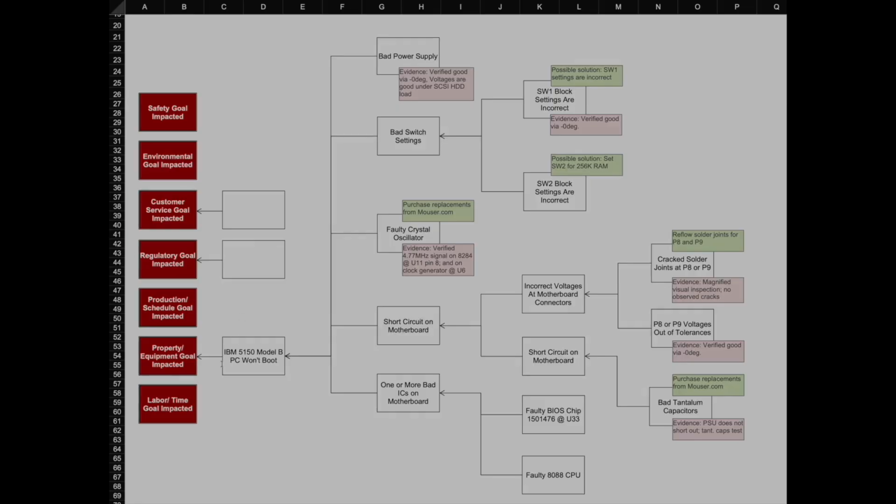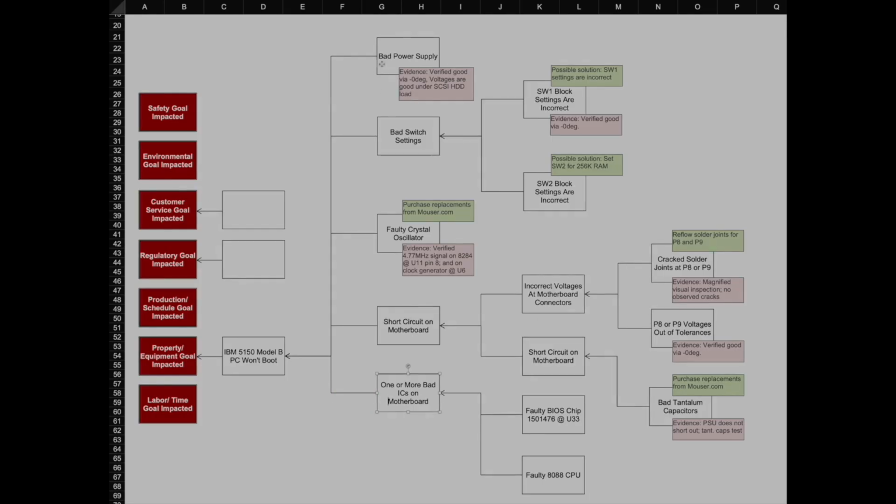So over here, I've said this is an equipment goal. In this particular case, an IBM 5150 Model B isn't booting, and there are multiple reasons why it might not be. You might have a bad power supply, you might have bad switch settings, because the 5150 has no BIOS and everything's configured by switches. There's a faulty crystal oscillator, a short on the main board, or one or more of the ICs, integrated circuits, on the motherboard is bad. We've looked at a number of these things already.